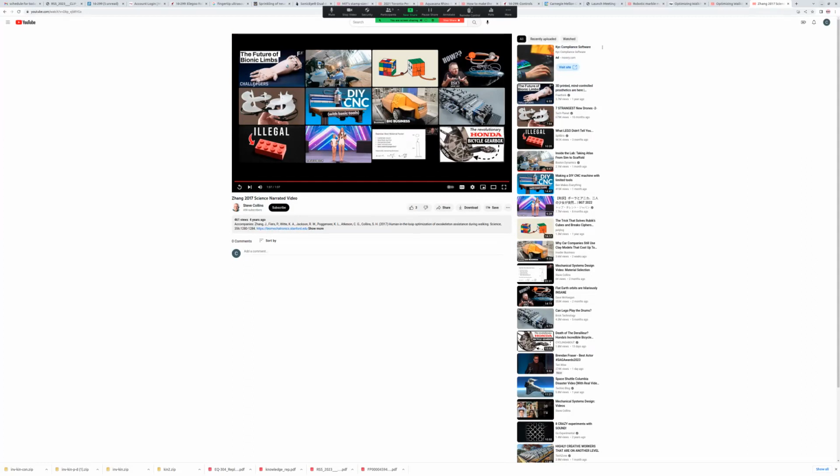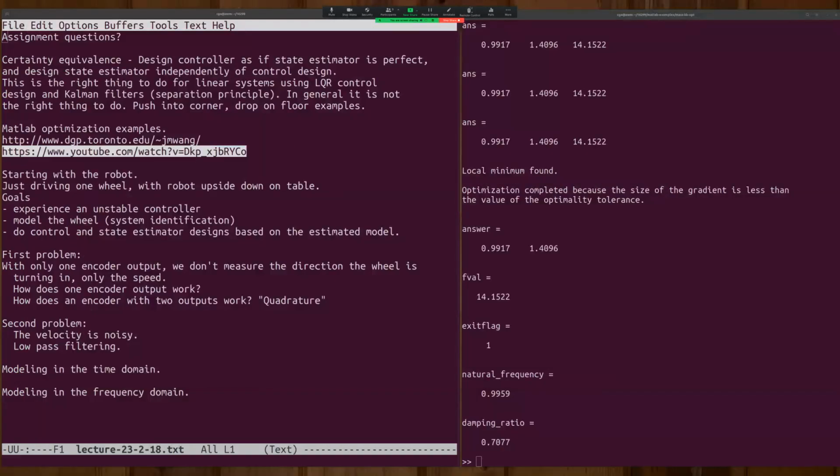Okay. So that's called human in the loop optimization, where you're optimizing the design of something that's supposed to interact with a human, and you optimize it with the actual human. All right. Any questions on that? Comments, thoughts?